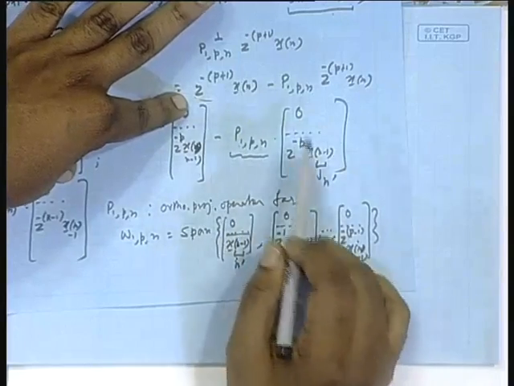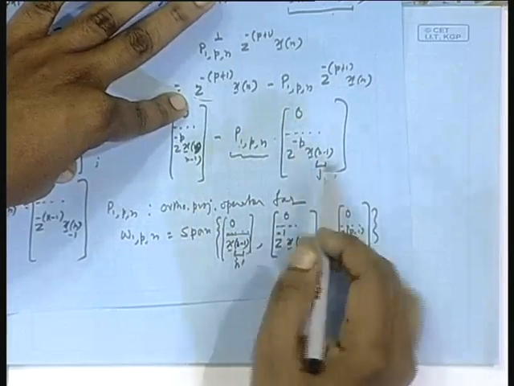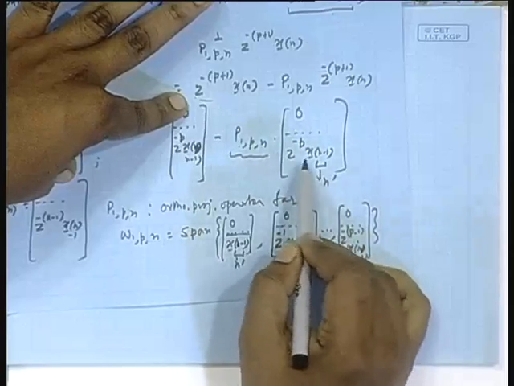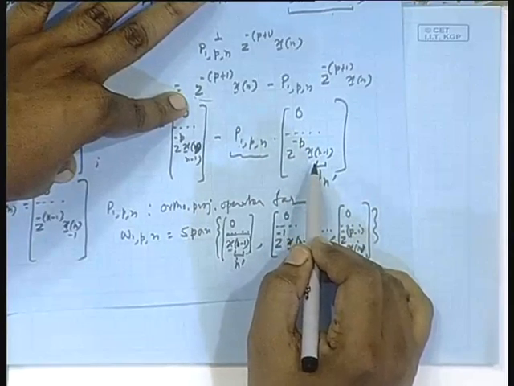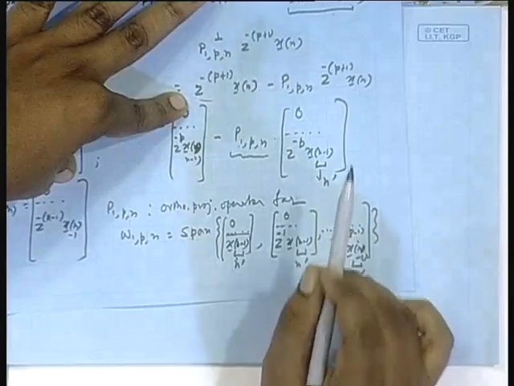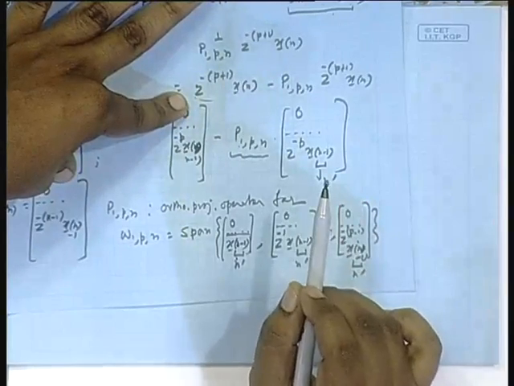Just index instead of n, it is n prime, right. So, that means what will be this projection? Top will be 0, but this part will give rise to what? Pth order backward prediction error vector for index n prime, which is n minus 1.